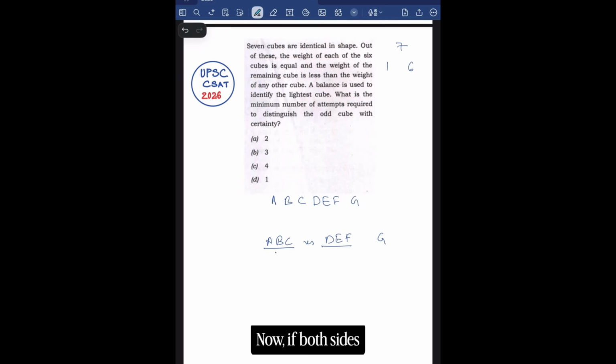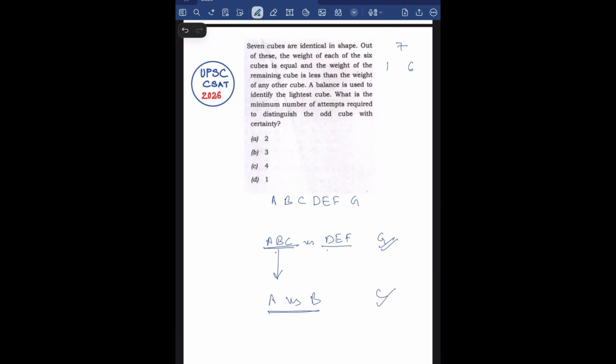Now if both sides balance, then all 6 cubes are equal. So the remaining cube G will be the lightest. Now if they don't balance, the lighter cube must be among the 3 cubes on the lighter side. So suppose A, B, C weighs lighter than D, E, F. So we'll take this group and we'll weigh A versus B and we'll keep C aside. Now if A and B balance, if they are equal in weight, that would mean that C is the lightest cube. And if they don't weigh equally, then the lighter one is the lightest cube among the 7 cubes. So we'll require 2 weighings to distinguish the odd cube with certainty. Hence the correct answer will be option A.